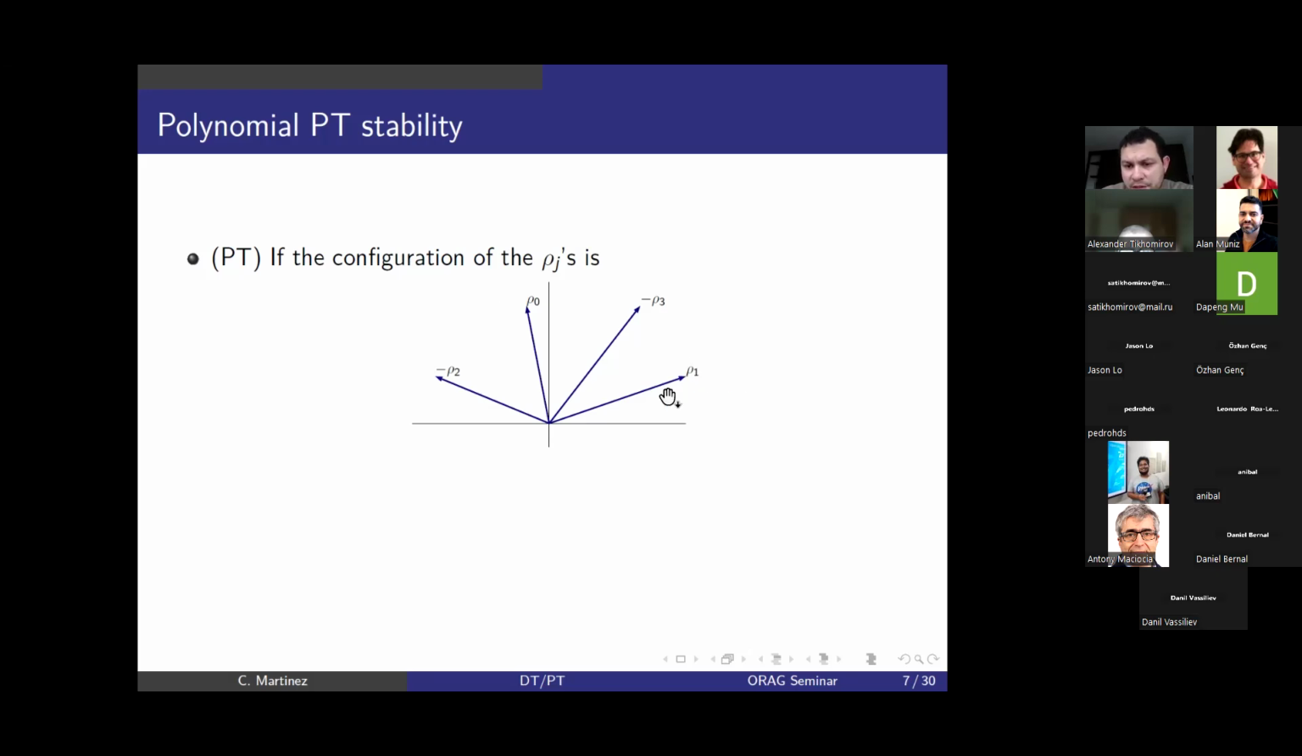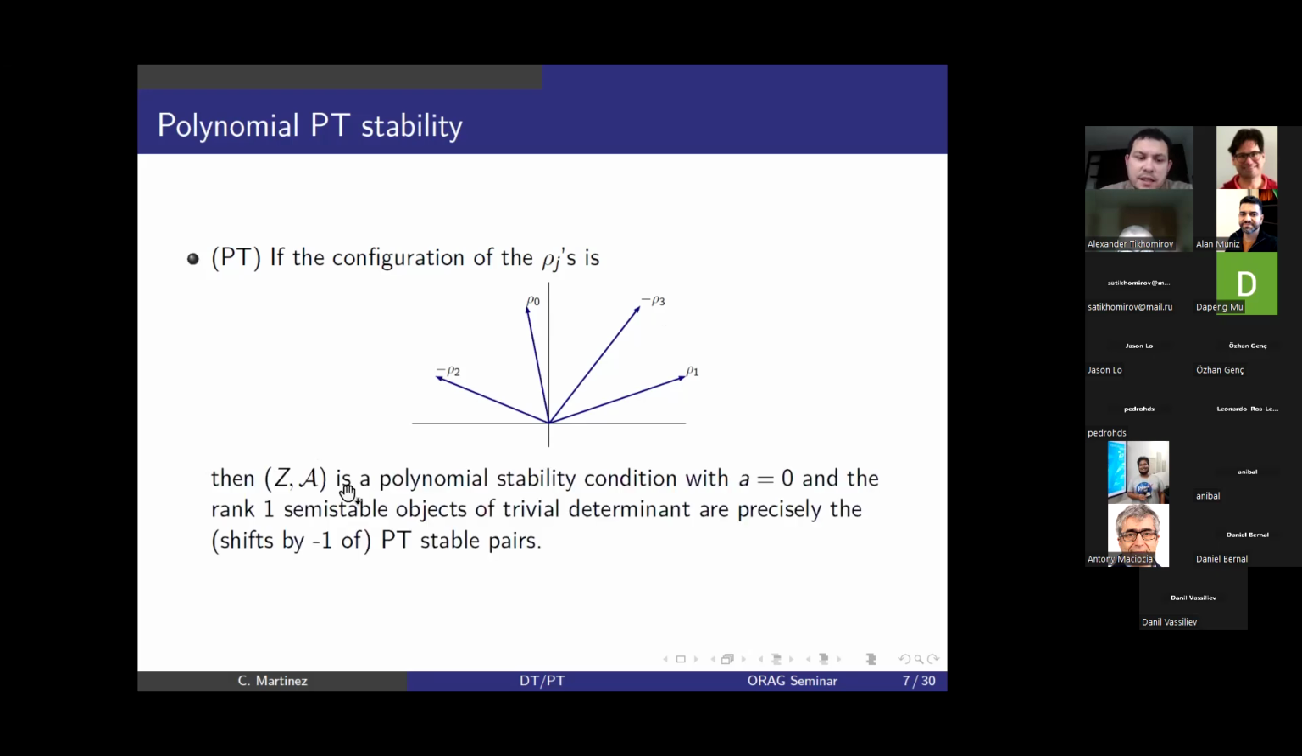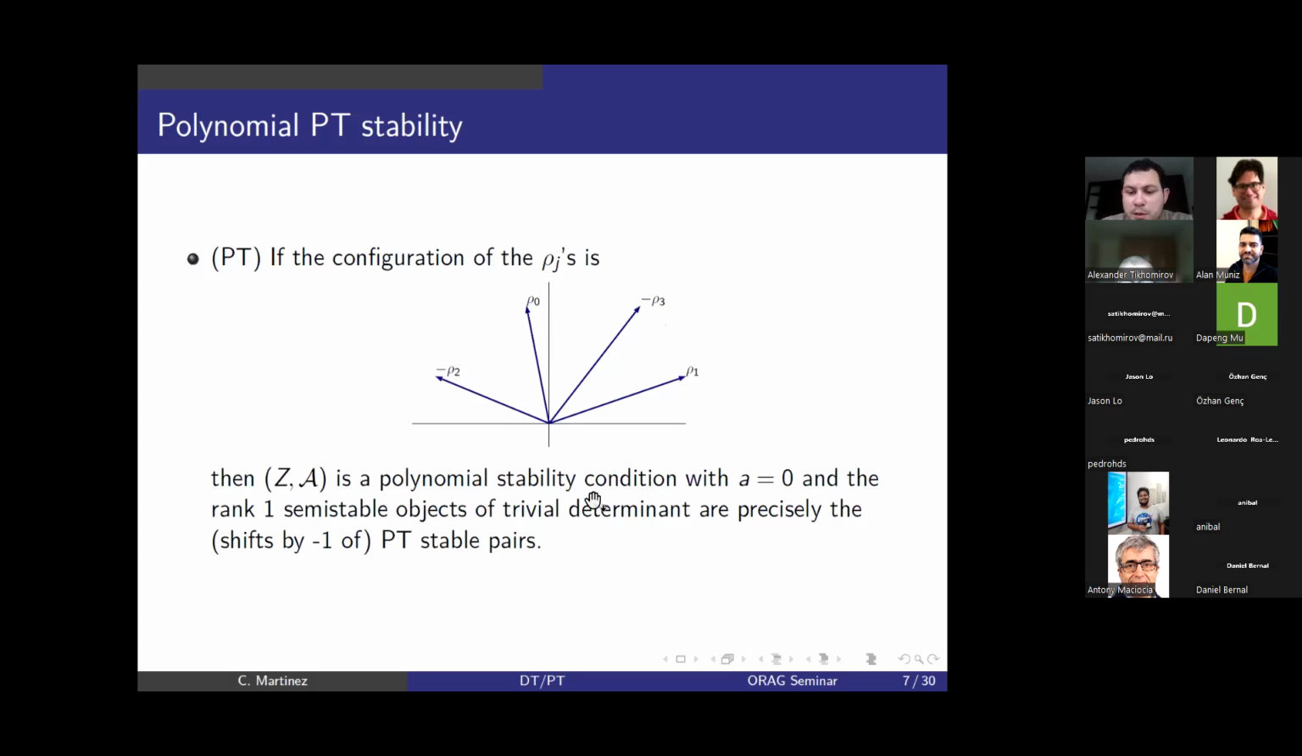I have rho 1, the phase of rho 1 is less than the phase of minus rho 3, is less than the phase of rho 0, and is less than the phase of minus rho 2. And he proves in this case that actually this Z_A is a polynomial stability condition with A equals 0. So that means that in the definition, I needed the polynomial central charge, when applied to an object in the heart, to take values in some half plane. So A equals 0 means it takes values in the upper half plane for M sufficiently large.